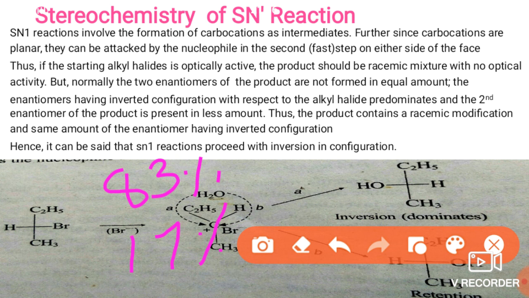And finally, the SN1 reaction proceeds through both retention as well as inversion of configuration. So it is not a stereospecific reaction.